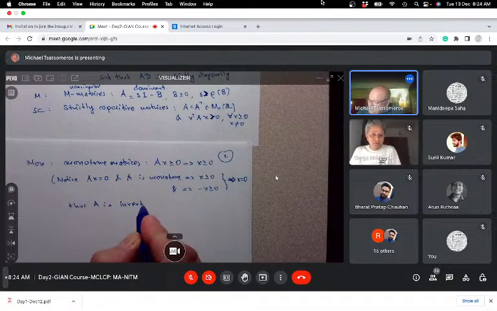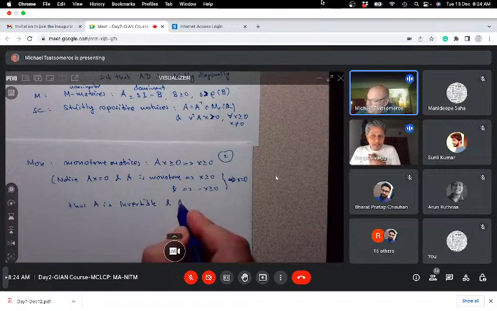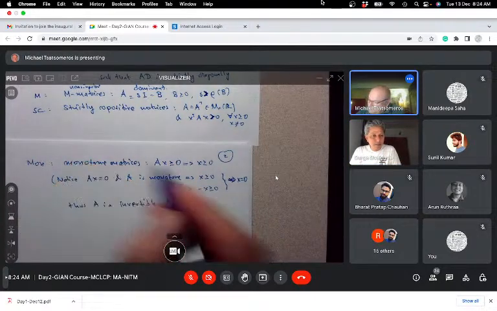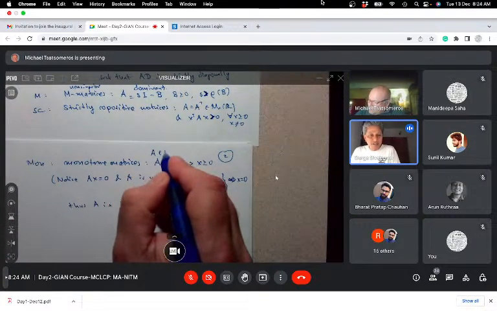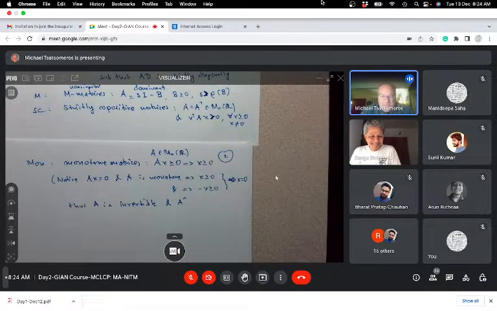That's what a monotone matrix would have to satisfy. And in fact, Michael, yeah, you're taking A to be square. Yeah, it's square, because this can be defined for rectangular matrices also. Right now, I'm defining it for square. Thank you.